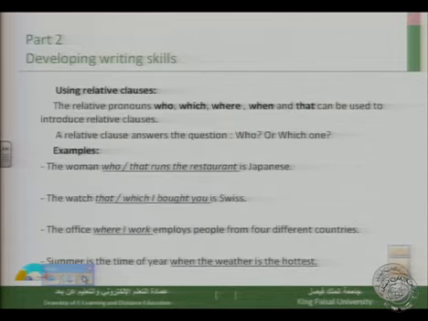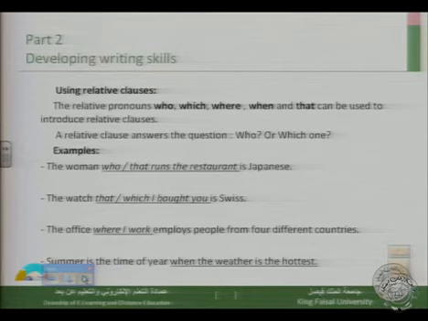Let's move on. We are continuing with developing writing skills, and now we are going to look at using relative clauses. In fact, here we can combine two sentences with a relative pronoun. We can use a relative pronoun in order to combine two sentences which have the same subject. So the relative pronouns who, which, where, when, and that can be used to introduce relative clauses.